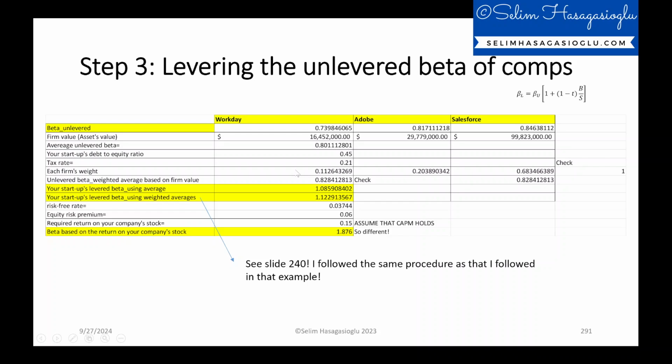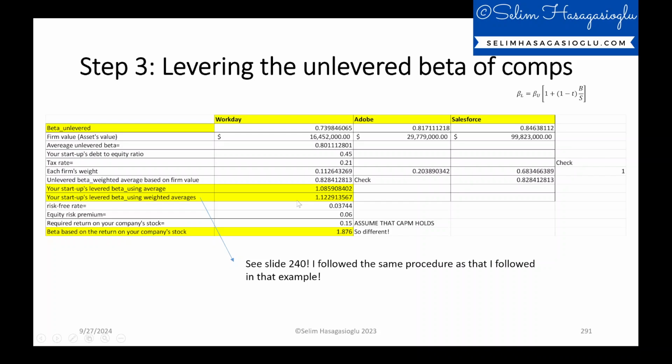So based on these weights, these weights will be multiplied by the unlevered beta of each company. Then you will have this value. Actually, it is similar to the average value calculated above. Then here, your startup's levered beta can also be calculated by using the average. So we have this average value. Remember, this is the unlevered value. So this average multiplied by 1 plus 1 minus tax rate. Tax rate is 21%, multiplied by your firm's debt to equity ratio, which was 45%.